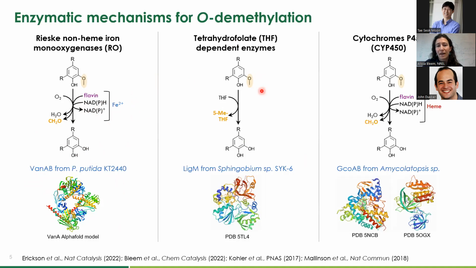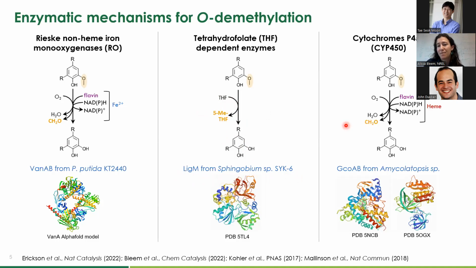In the middle here is a second mechanism. These are tetrahydrofolate dependent enzymes. These work quite differently. So in this case, the organism has evolved a mechanism where tetrahydrofolate can actually abstract the methyl group onto a specific residue, and then this can be recycled through C1 metabolism. So in this case, we don't get any formaldehyde released as a byproduct. An example of this enzyme is the LigM demethylase from Sphingobium SYK6, which is a well-characterized lignin-degrading bacteria.